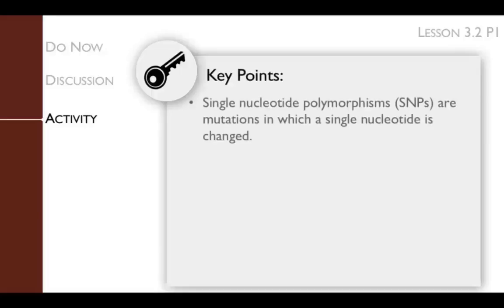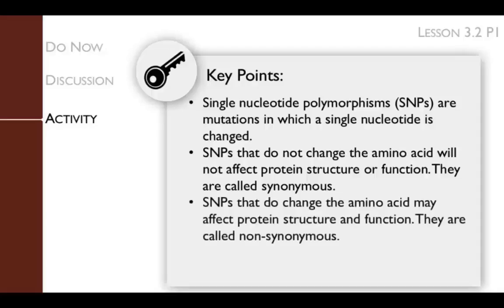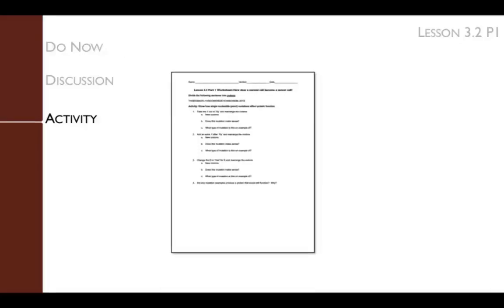The key points of the activity are that single nucleotide polymorphisms, or SNPs, are mutations in which a single nucleotide is changed. SNPs that do not change the amino acid will not affect protein structure or function. They are called synonymous. SNPs that do change the amino acid may affect protein structure and function. These are called non-synonymous. Insertions and deletions of single nucleotides are called frameshift mutations and can have severe consequences. Students first complete the Part 1 worksheet that makes them comfortable thinking about mutations to codons.